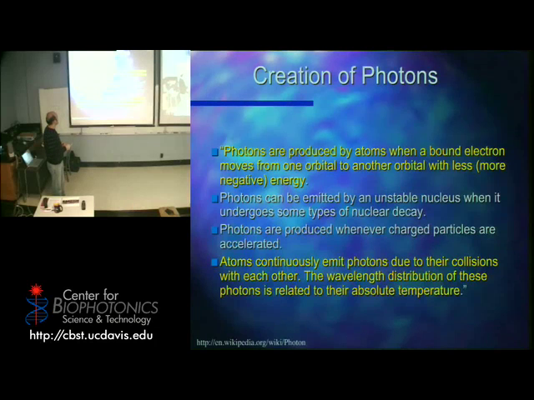They can also be emitted by an unstable nucleus when it undergoes some type of nuclear decay. They're produced whenever charged particles are accelerated. Not quite as important. Most important, atoms continuously emit photons due to their collisions with each other. The wavelength distribution of these photons is related to their absolute temperature.